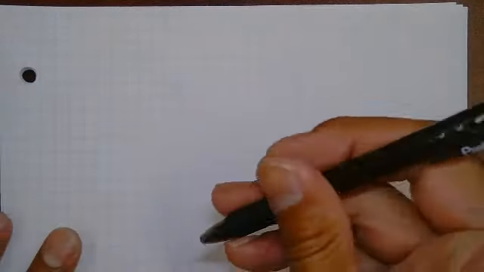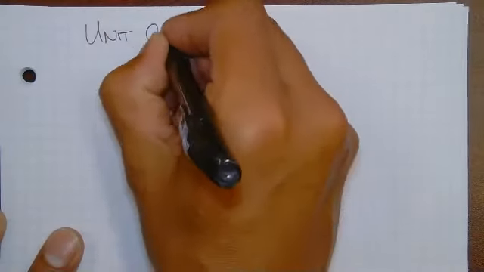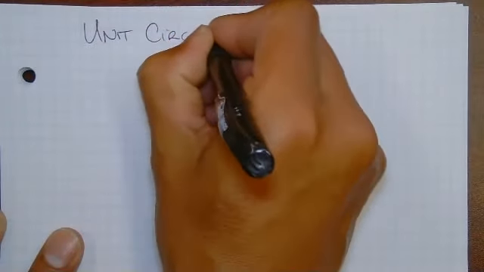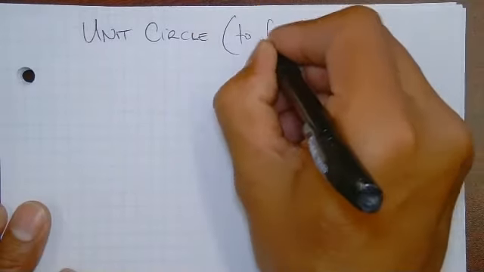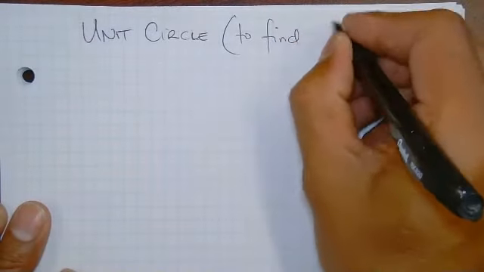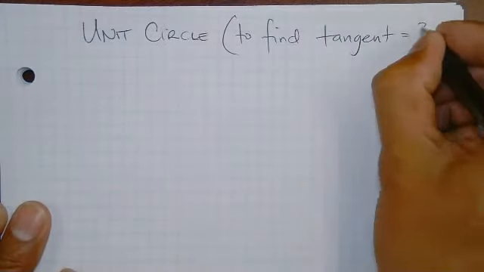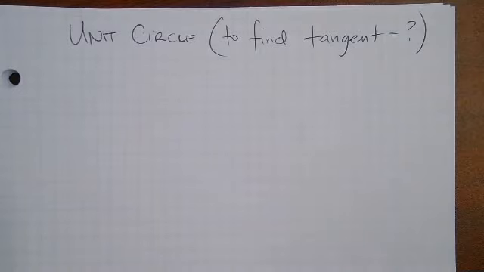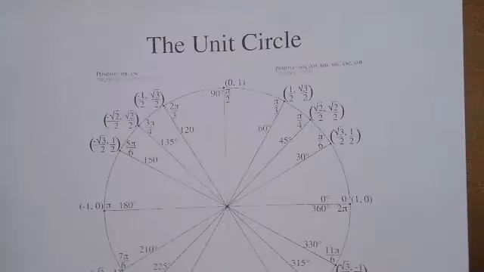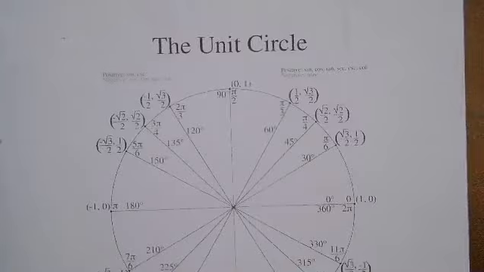Yeah. All right. So we're using the unit circle to find these exact values. The unit circle. And then we're going to find what? Tangent. The tangent ratio. Right? The unit circle is this worksheet here.